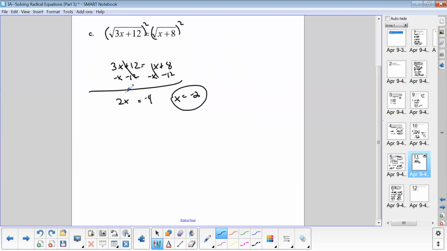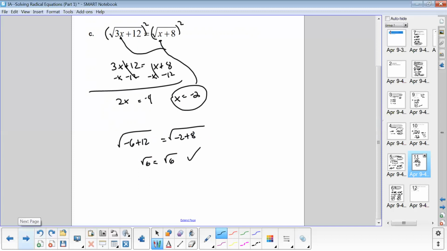So I just want to check that. I'm going to substitute negative 2 here and here. So that'll be the square root of negative 6 plus 12, and the square root of negative 2 plus 8. Well, negative 6 plus 12 would be the square root of 6. Negative 2 plus 8 would be the square root of 6. That checks. So x equals negative 2 is correct.